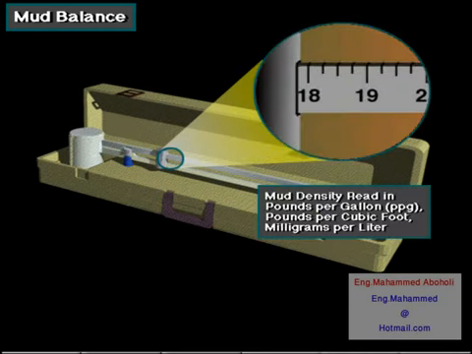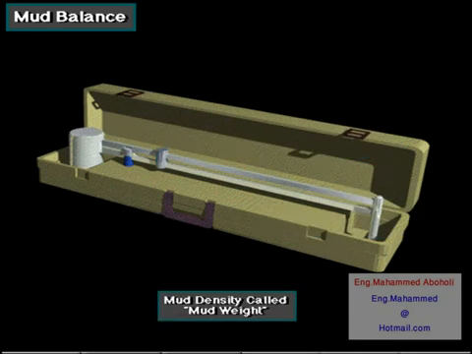In many areas, mud density is read in pounds per gallon, but can also be reported in pounds per cubic foot, milligrams per liter, and other units. Mud density is usually called mud weight by the rig crew.